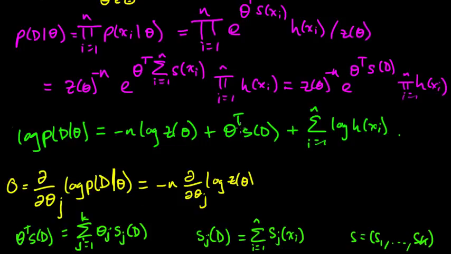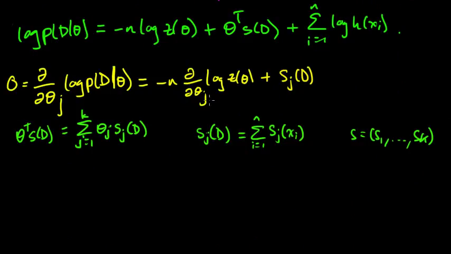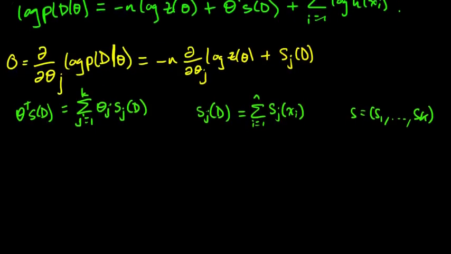So if we differentiate this with respect to theta_j, all of them except theta_j drop out, and we get s_j of D. Okay, so that's looking pretty good. And we just need to figure out what this thing is here. What is the derivative of log of Z of theta? Remember, I called Z of theta the partition function. So let's see if we can compute this.